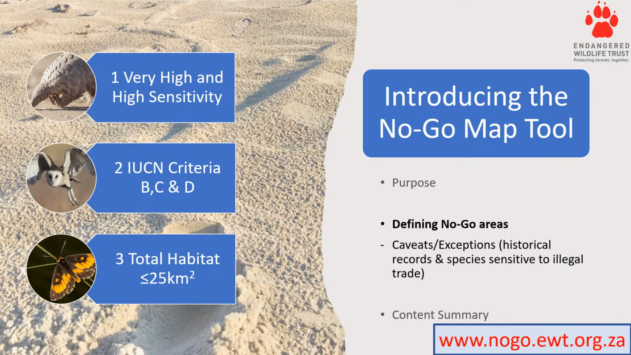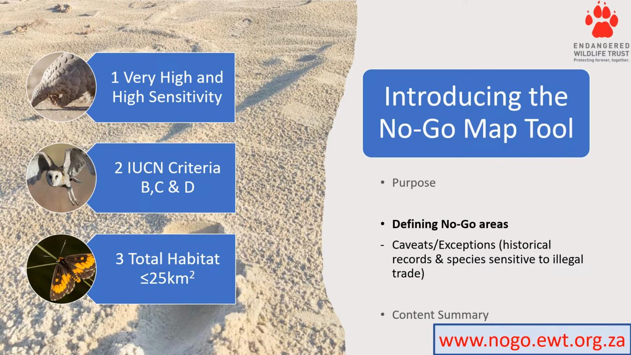So how did we define the no-go areas? They are informed by the same underlying species data that we use to create the animal and plant theme of the screening tool, but only the most sensitive subset of these are used. First, we included only data from the very high or high sensitivity categories. Second, we kept only species which were red listed under IUCN's criteria B, C, and D. This ensures that the species included are facing threats directly related to habitat transformation and loss.